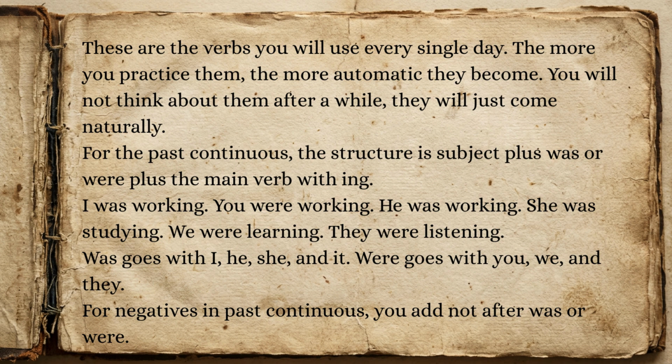For the past continuous, the structure is subject plus was or were plus the main verb with ing. I was working. You were working. He was working. She was studying. We were learning. They were listening.